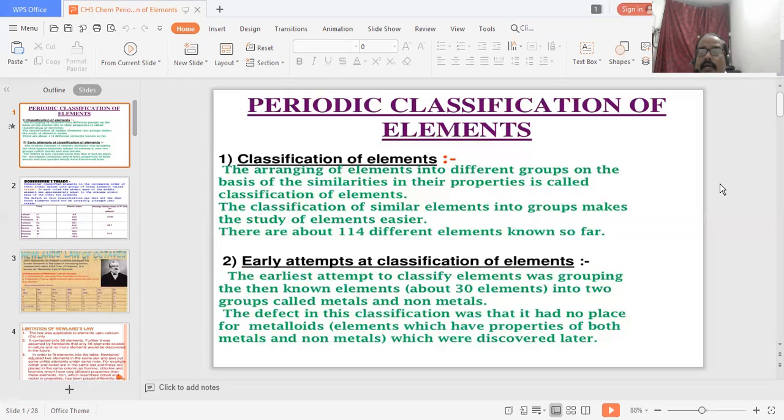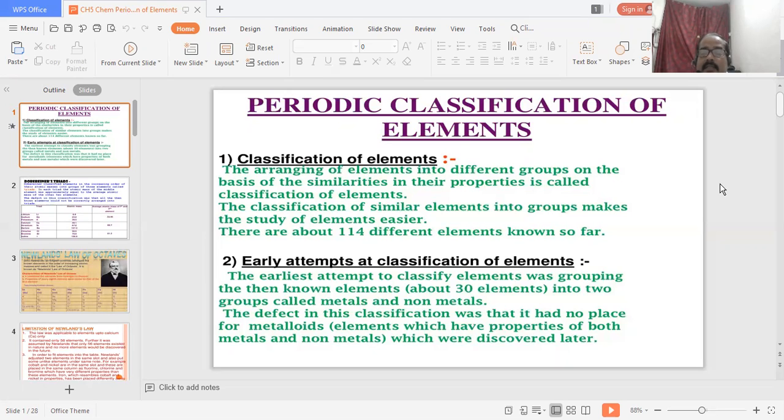Also period wise, so a total of 7 periods, and these periods and blocks are also classified as alkali metal, alkaline earth metal, halogen, noble gas, which means zero group, non-reactive, transitional, inner transitional, and representative groups. So all these types of elements, or atoms, are classified according to their properties.